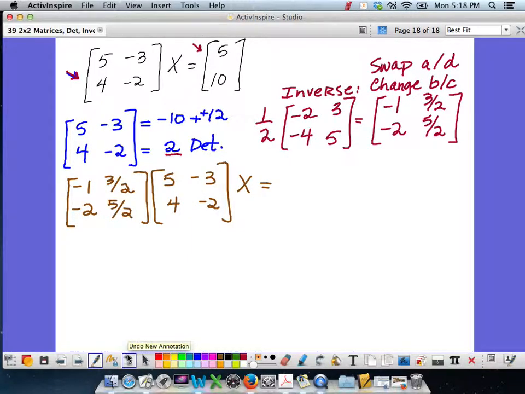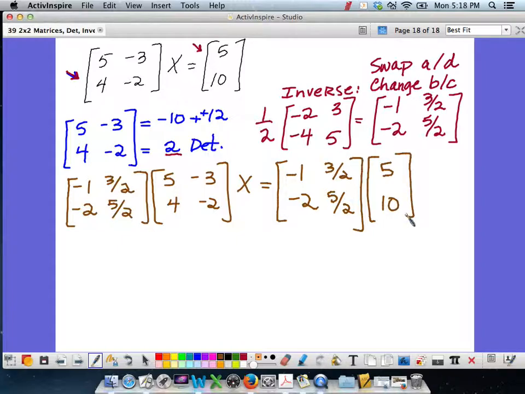So then I have, don't forget, the inverse on the left, -1, 3/2, -2, 5/2, and then times this 2 by 1 matrix, 5, 10. So again, as we said, these two matrices are going to go to the identity matrix. They're similar to reciprocals, and you're going to have x equals. Then you're going to go back, do what you've done before, multiply row by column, row by column. So here are my 2 rows, and here's my 1 column.